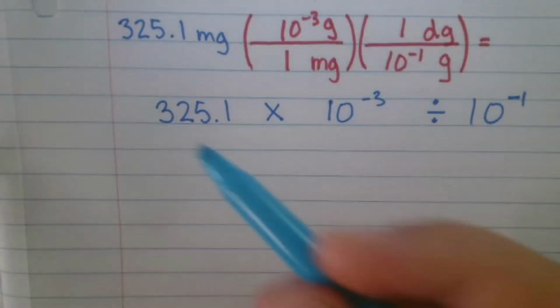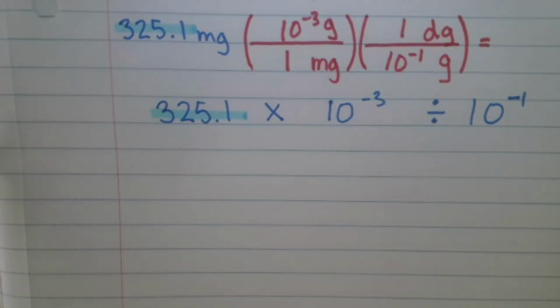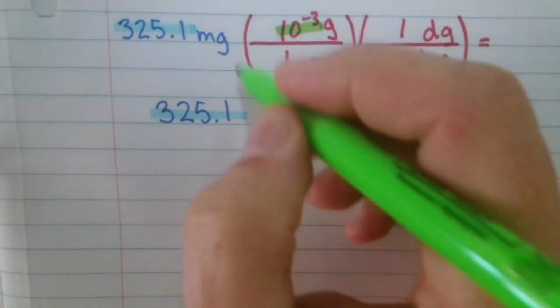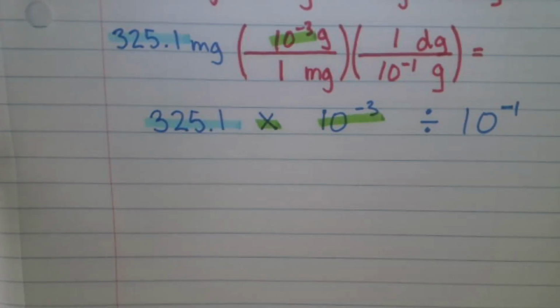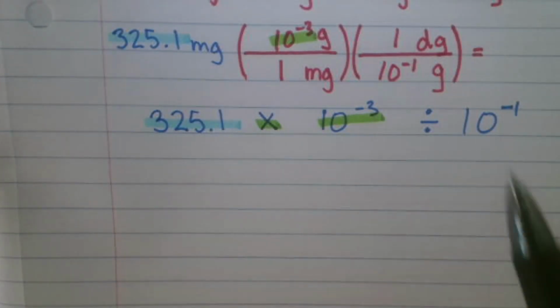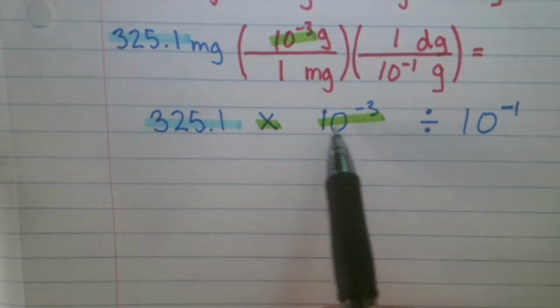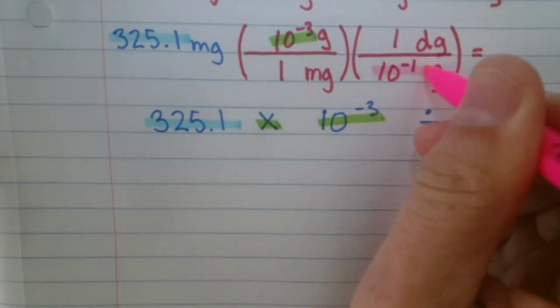So obviously the first thing you do is you write the first number. So in the calculator you'd go 325.1, and then if you take a look at the next one, in this conversion factor we have 10 to the negative third, but we're multiplying here. This is on top, so we're going to multiply by 10 to the negative third. In the last step, since 10 to the negative first is on bottom, we divide. Remember, you multiply by what's on top, we divide by what's on bottom. And so 10 to the negative first is on the bottom, which means we divide.